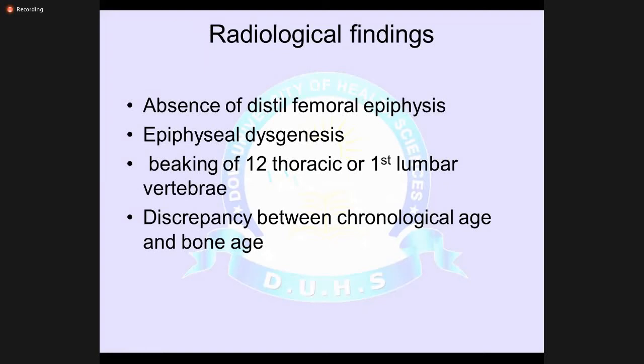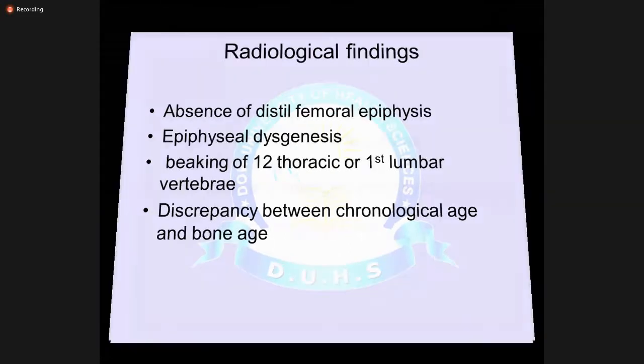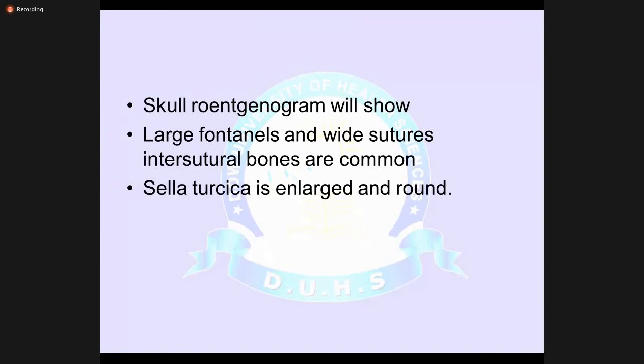So not only can you order the blood test, for example, free T4 level and the serum TSH level. Radiologically, you can also diagnose hypothyroidism by seeing the absence of distal femoral epiphysis in the neonate, seeing the beaking of the 12th thoracic or the first lumbar vertebra in the lateral view of the thoracolumbar spine, and by seeing the discrepancy between the chronological age and the bone age. Similarly, if you do the X-ray of the skull, that will show large fontanelle and wide sutures, and intersutural bones are also common in patients with hypothyroidism. And sella turcica is also enlarged and round.